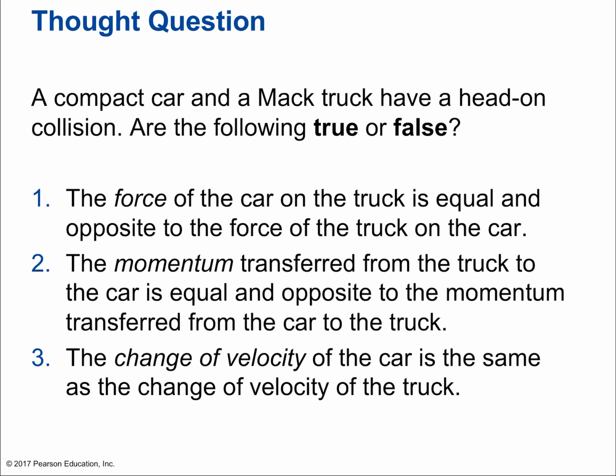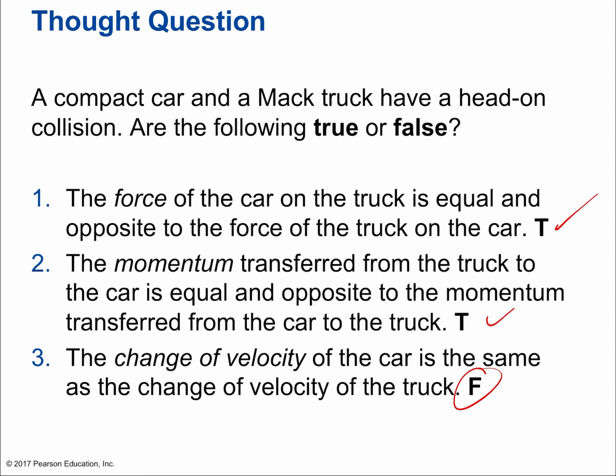Okay. The change in velocity of the car is the same as the change in velocity of the truck. What? That can't be right. Because when you see the two of them crash together, the car crumples up and the truck might just continue moving forward, whereas the car comes to a complete stop, reverses direction. So the car would have a much bigger change in velocity. All right? So it's true, true, false.